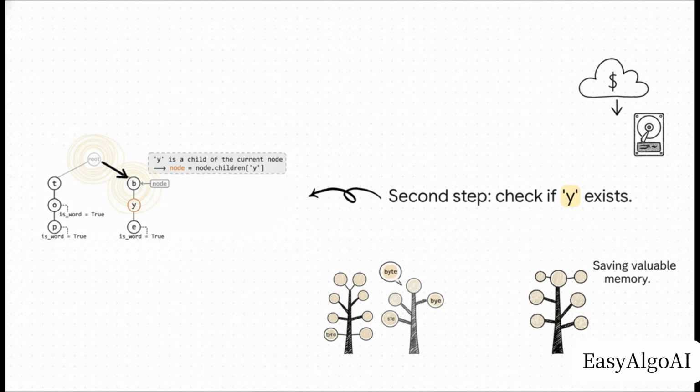Now, here is where it gets really cool. We do the exact same thing for the second letter, Y. We check node B's children. Does Y exist? Yes, it absolutely does. So we just glide right down the existing path to node Y, saving valuable memory once again. Byte and bye are now successfully sharing the exact same B-Y prefix structure. It's like carpooling for data.